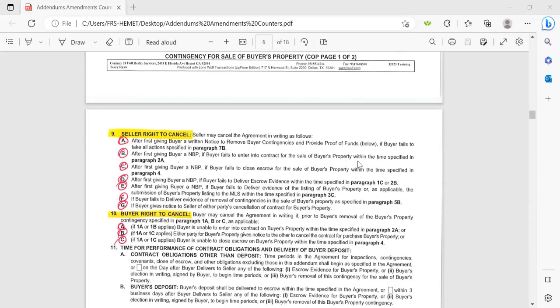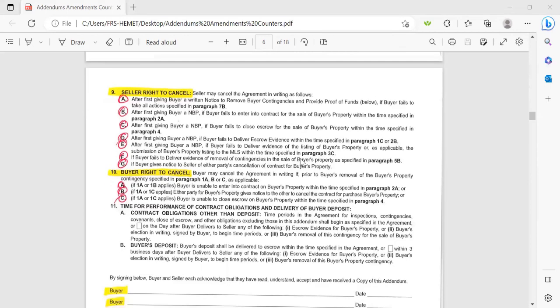If they fail to enter into a contract within the time specified, then I need to serve a notice to perform. If they fail to close escrow for sale on a property within the time specified, I need to do a notice to perform. If buyer fails to deliver escrow evidence, I send a notice to perform. After first giving buyer a notice to perform, if they fail to deliver the listing as applicable, then I can move forward. If they fail to deliver evidence, and so on and on, you have to follow those dates and times that are written into the contract.